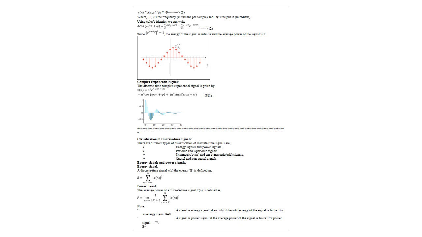So here, for the energy signal, P is equal to 0, that is, the energy is finite. If the energy of the signal is infinite and the average power of the signal is finite, it is a power signal, with E is equal to infinity.